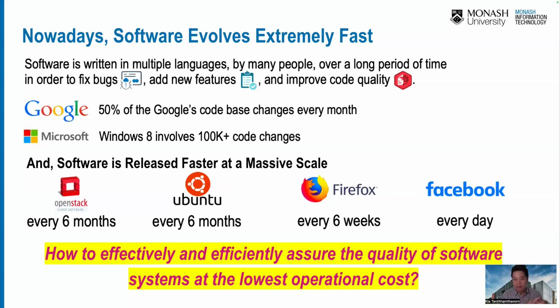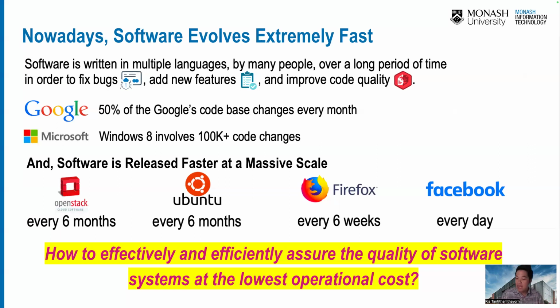Think about OpenStack, which is an open source cloud computing system, right? They release every 6 months. Ubuntu, a Linux operating system, they release every 6 months as well, April and October. Mozilla Firefox, the web browser, okay, they release every 6 weeks. Facebook, Netflix, Twitter, they release every day. They just want to release new features every day, fix the bugs, everything is continuously delivered to the end users, right? So the key question as software engineers or project managers, right?